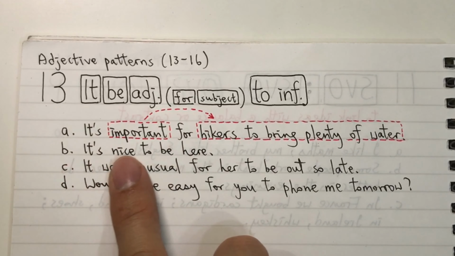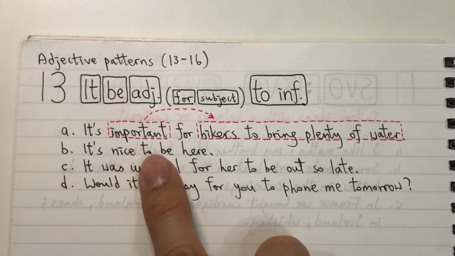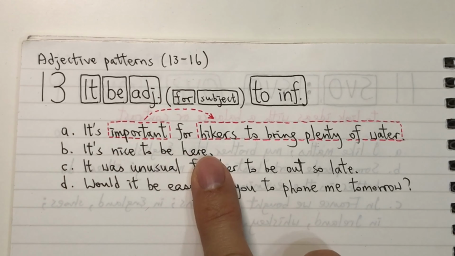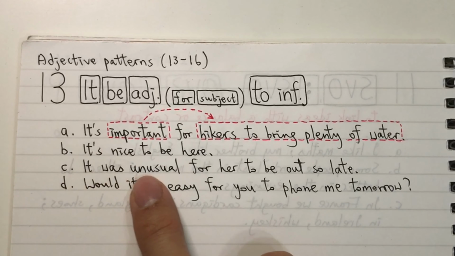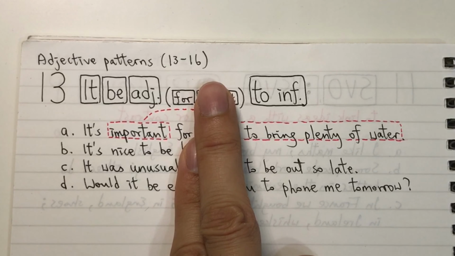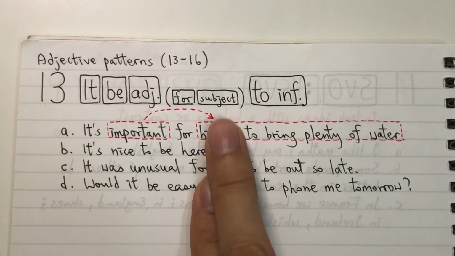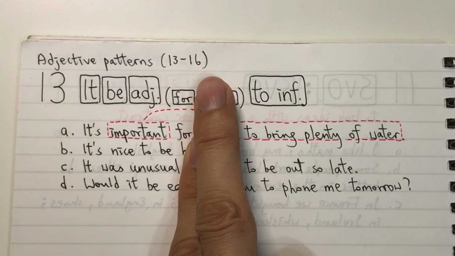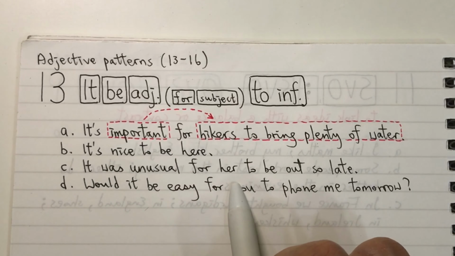It's nice to be here. It's nice for me to be here. It's nice for her to be here. It's nice for us to be here. You can add something if that's what you want to express. It was unusual to be out so late. But this one, I don't think you can skip it. It was unusual to be out so late. It doesn't make sense. I would need for and the subject.